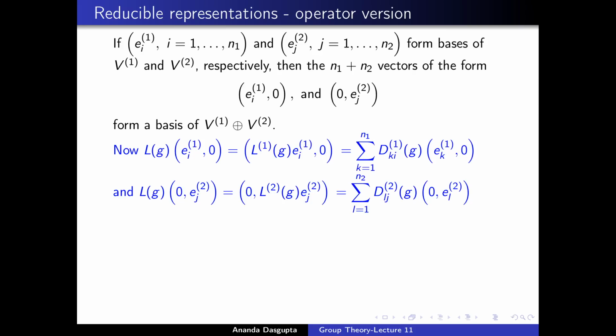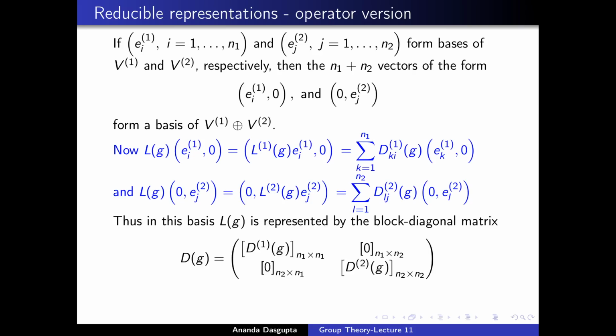As a result, the matrix representative of L(g) will end up having this block diagonal structure. D1(g) will be sitting on the first n1 by n1 corner elements. D2(g) will be sitting on the n2 by n2 corner elements on the other side, and the rest of the elements will be filled with zeros. Thus, the matrix representation for L(g), when expressed in this obvious choice of basis for the direct sum vector space, will have the standard block diagonal form which we have seen in the case of direct sum of matrix representations.